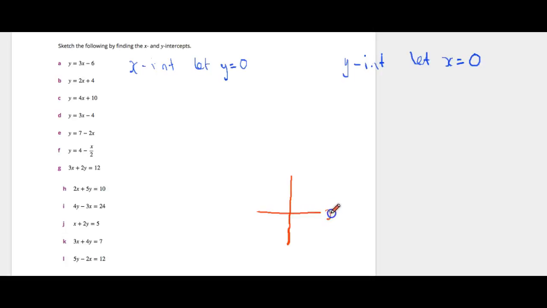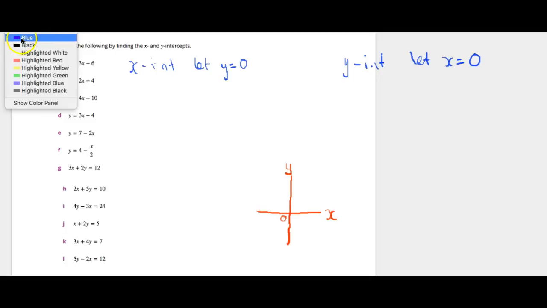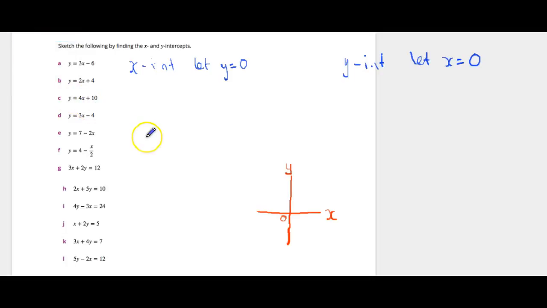Okay, so this is your x-axis, this is your y-axis. Anywhere along this x-axis, y is equal to 0 because 0 is here. And anywhere on the y-axis, x is equal to 0 because it's passing through x at 0. So that explains why we do this. The intercept just basically means where we cross the axes, where it intercepts.